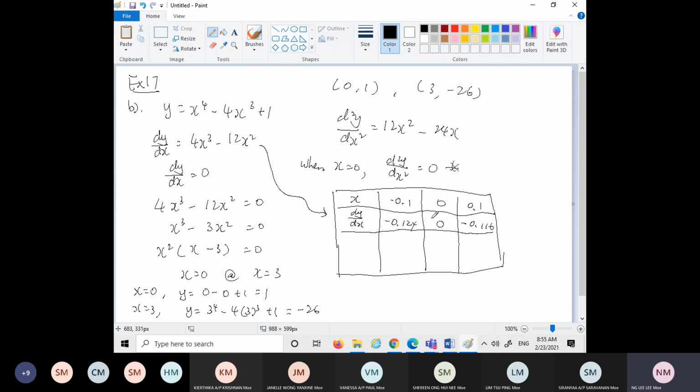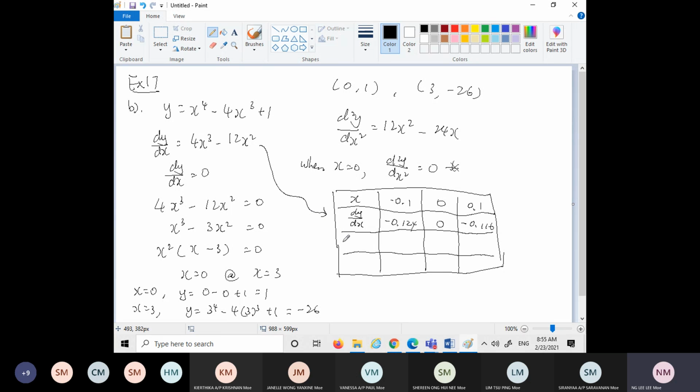Remember, if both are the same sign, then only can you conclude this is a point of inflection. If it is a different sign, then this is not a point of inflection, and also not a turning point, meaning not a maximum or minimum point. But I don't think they will give you this kind of question. So continue.